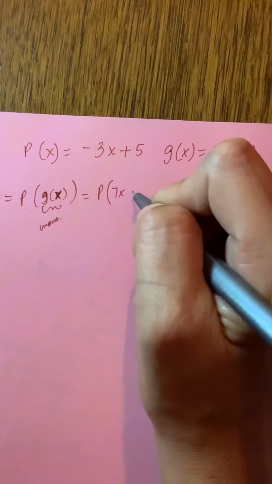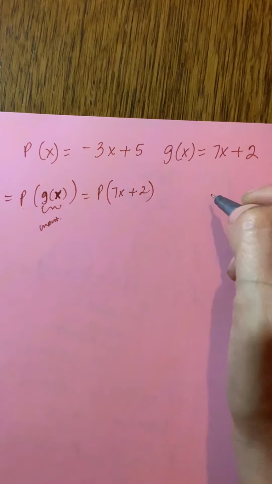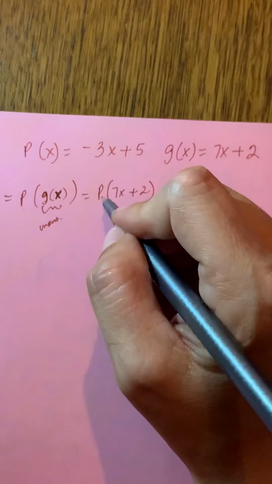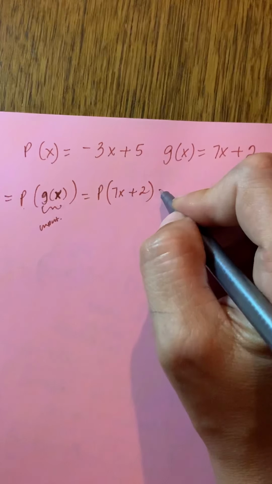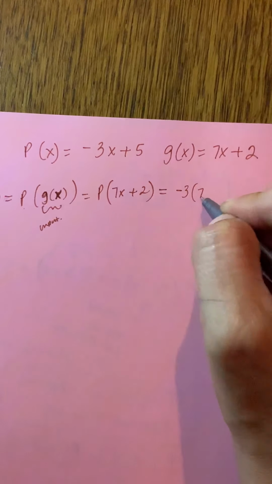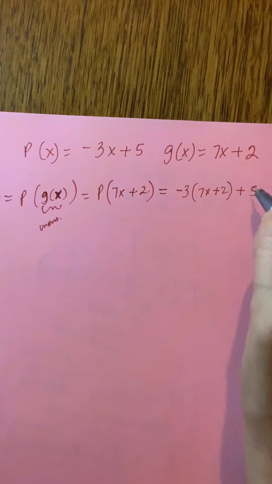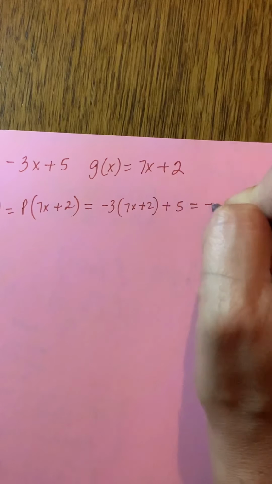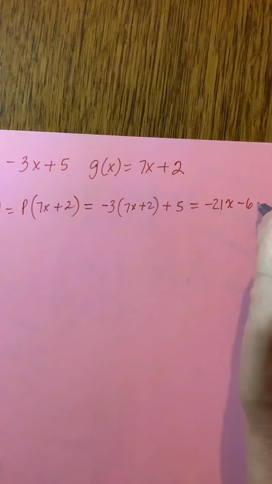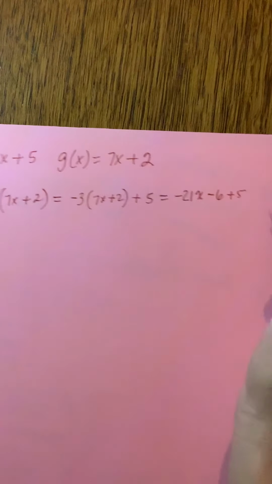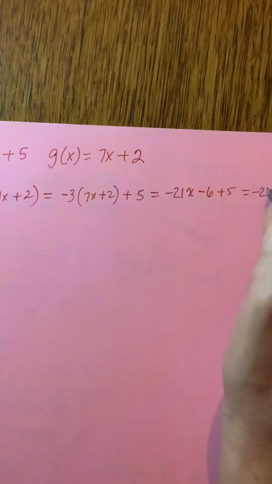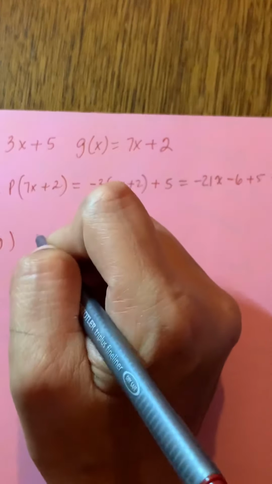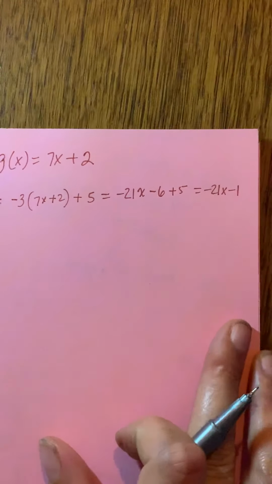7x plus 2. They gave us these two functions. You can't do these problems without them giving you two functions. So every place I have an x in the P function, I'm going to put in 7x plus 2. So that's going to be -3 times (7x plus 2) plus 5. Then I simply distribute and combine my like terms. That gives me -21x minus 6 plus 5, and so I end with -21x minus 1. So P of G of X equals -21x minus 1.